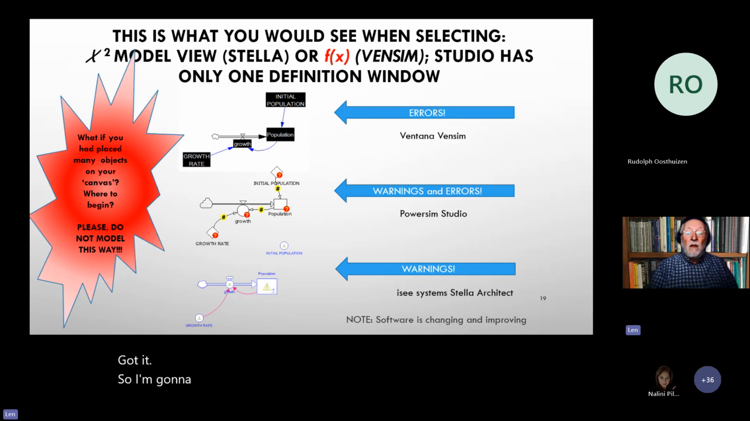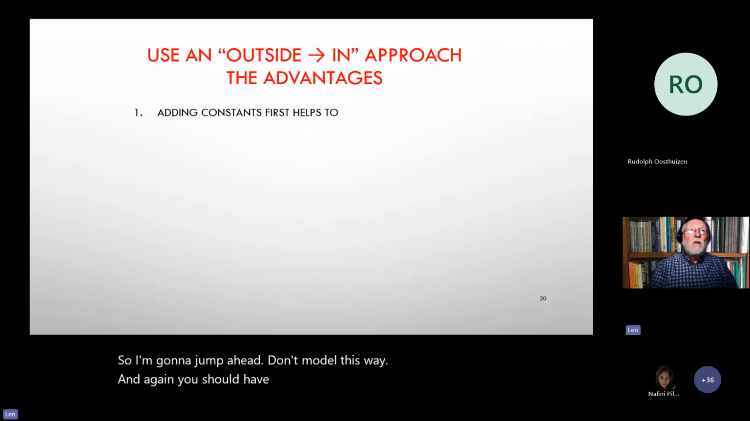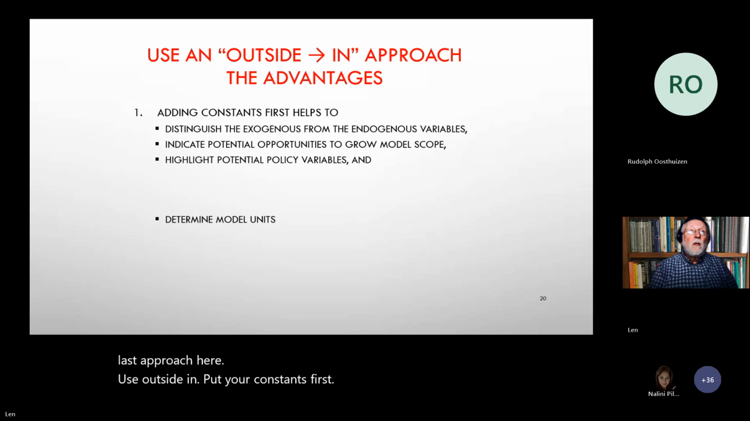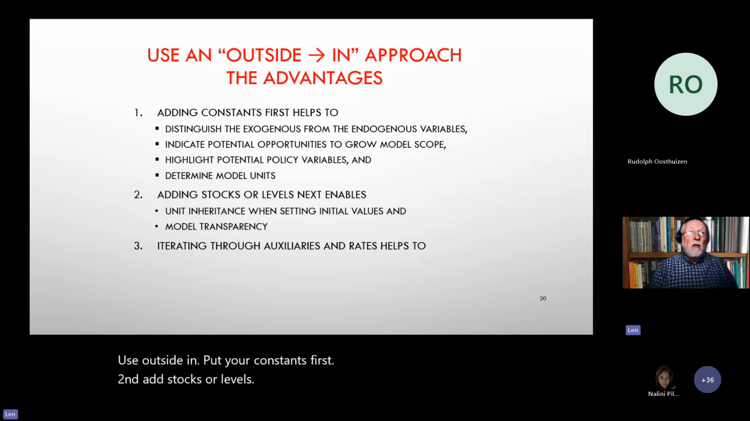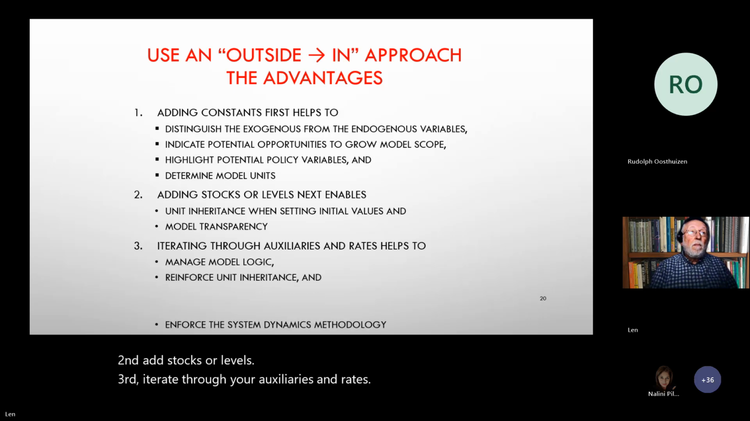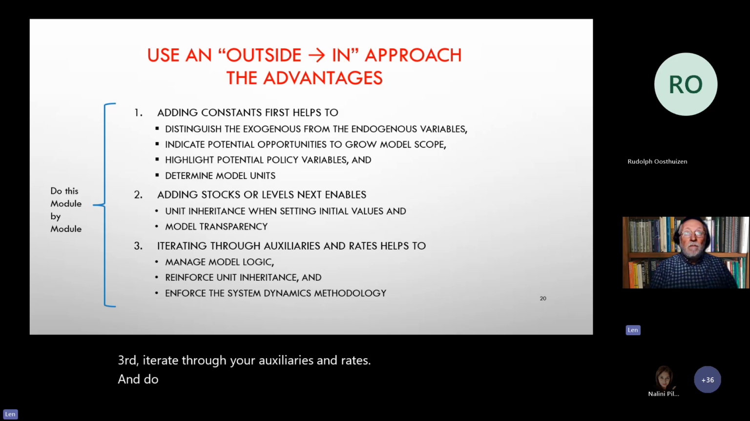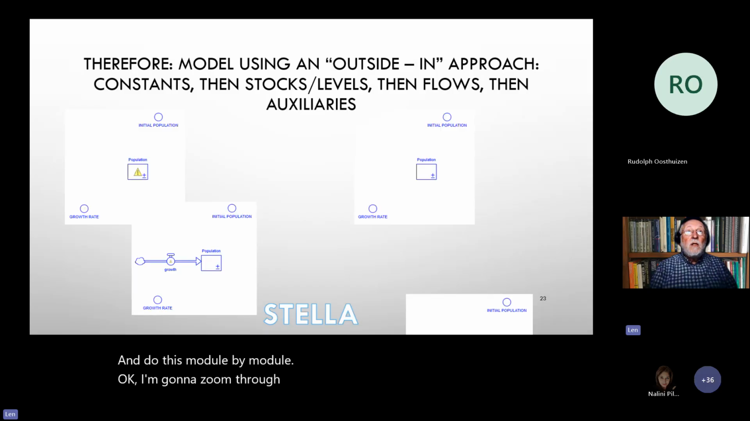Don't model this way. And again, you should have these slides. This will be my last approach here. Use outside in. Put your constants first. Second, add stocks or levels. Third, iterate through your auxiliaries and rates. And do this module by module. Okay? I'm going to zoom through here. I hope I don't make anybody dizzy.